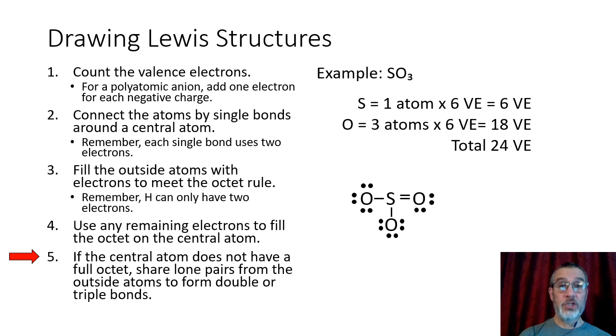Now, it wouldn't matter which oxygen atom you choose to move that pair of electrons from, because all of the oxygens still remain with a full octet. I just need one of those oxygens to be double bonded to the sulfur in order for sulfur to have its full octet. Now you'll notice if I look for lone pairs around the sulfur, there are no lone pairs around that central atom. Again, that's going to be important later on when you learn about molecular structures.